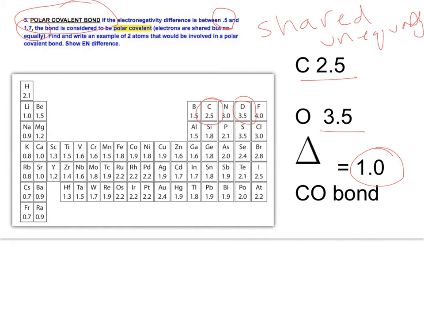And so following those rules, I see that the carbon-oxygen bond, this makes carbon monoxide, is actually a polar covalent bond. So that means that the electrons are shared, but they're being pulled more towards the oxygen, which is a more electronegative atom than carbon.